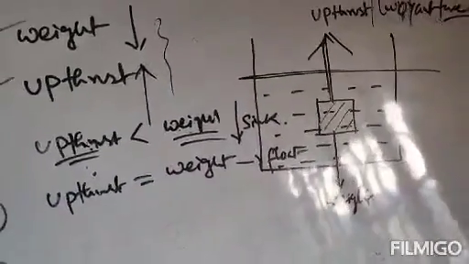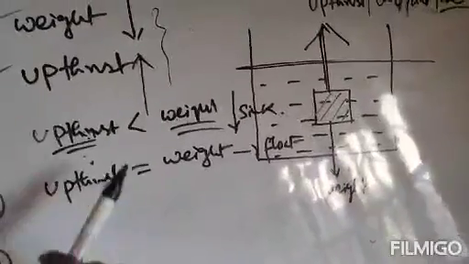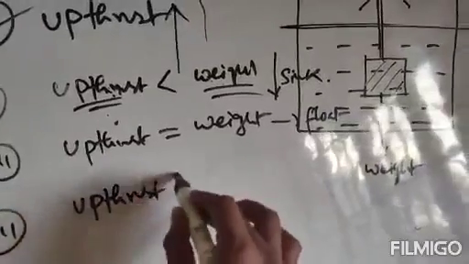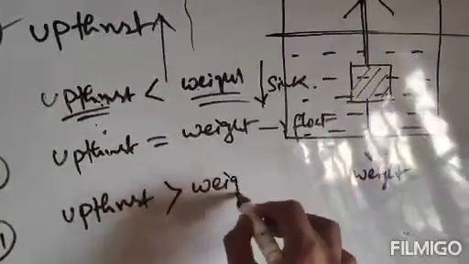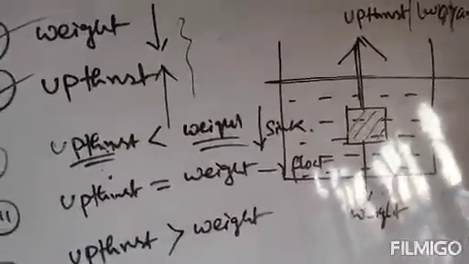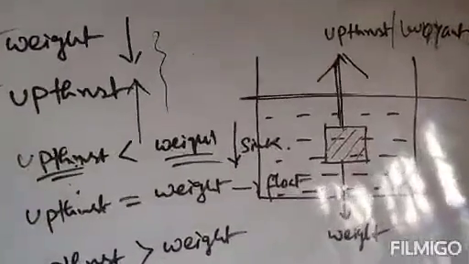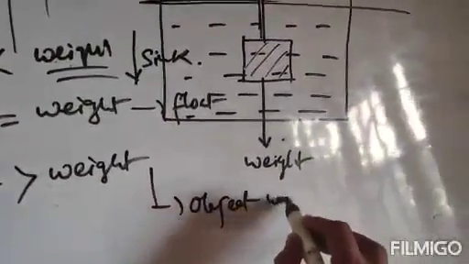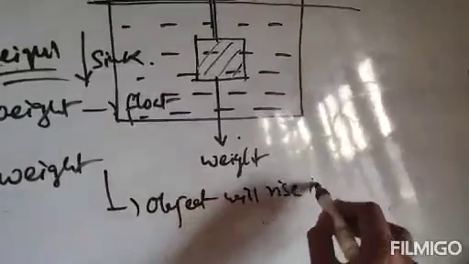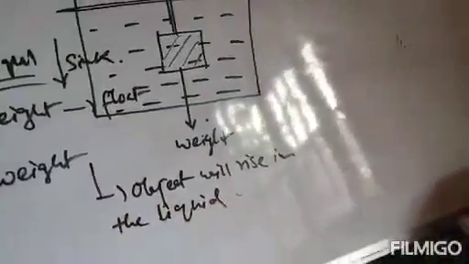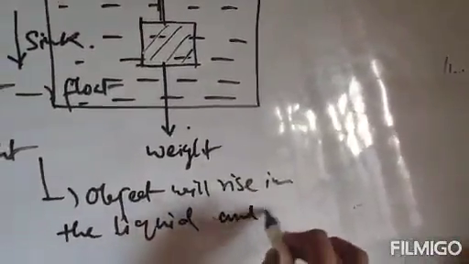The third condition is that when the upthrust or buoyant force is more than the weight of the object, in this condition, the object will rise in the liquid. The object will first rise in the liquid and then float.